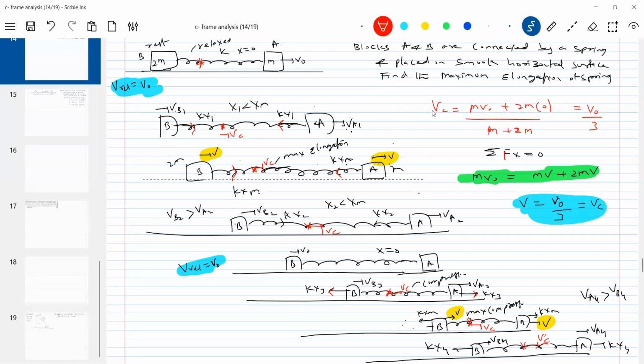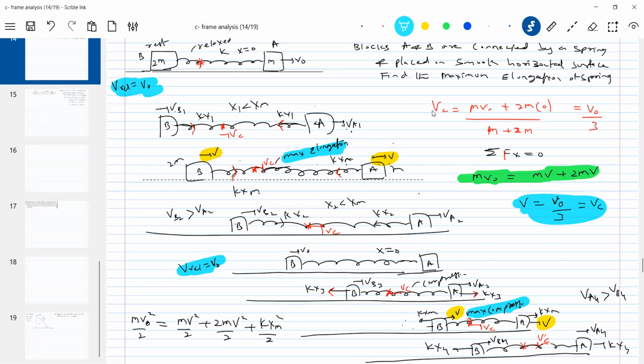How to calculate that maximum elongation or maximum compression? I'll apply conservation of mechanical energy. Initial kinetic energy is given: m v naught square by 2, that is 2m v square by 2 plus k xm square by 2. Maximum elongation here, maximum compression here. And look at that yellow color V I'm giving. So at maximum elongation or compression, the blocks will have a common velocity equal to the velocity of center of mass.